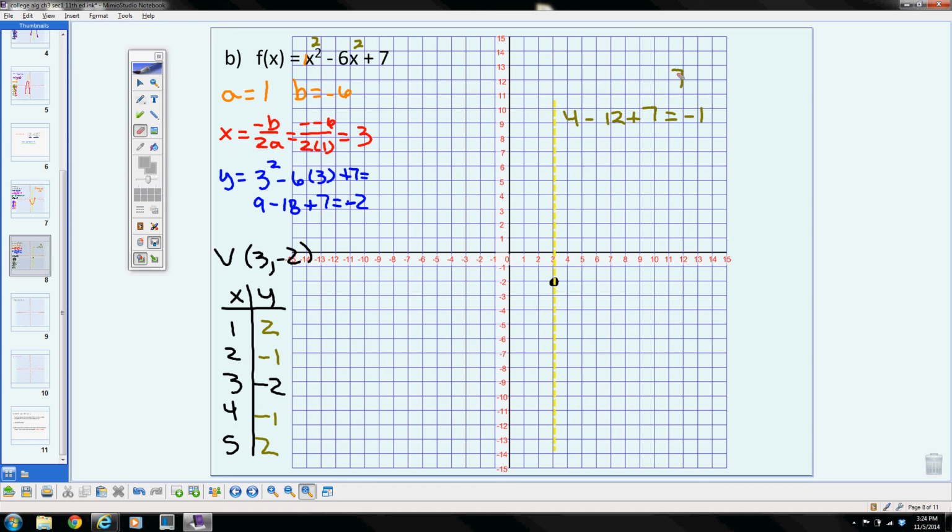Now let's plot our points on the graph. So when x is 1, y is 2. When x is 2, y is negative 1. When x is 4, y is negative 1, and when x is 5, y is 2. And your parabola will look like this.